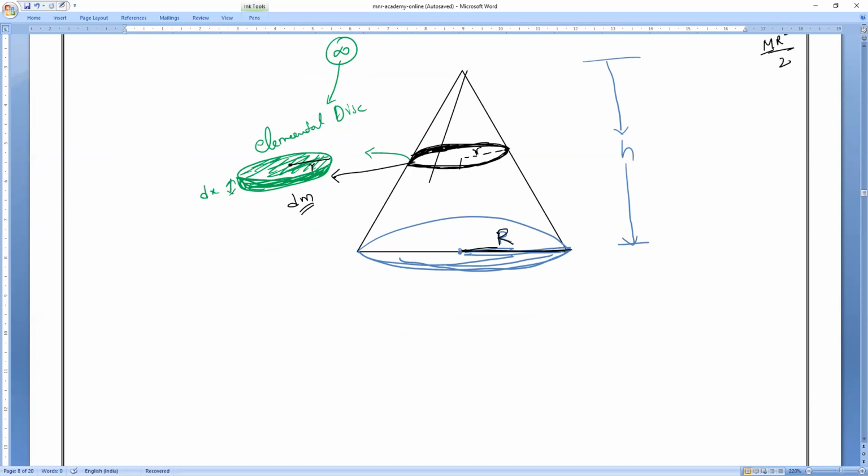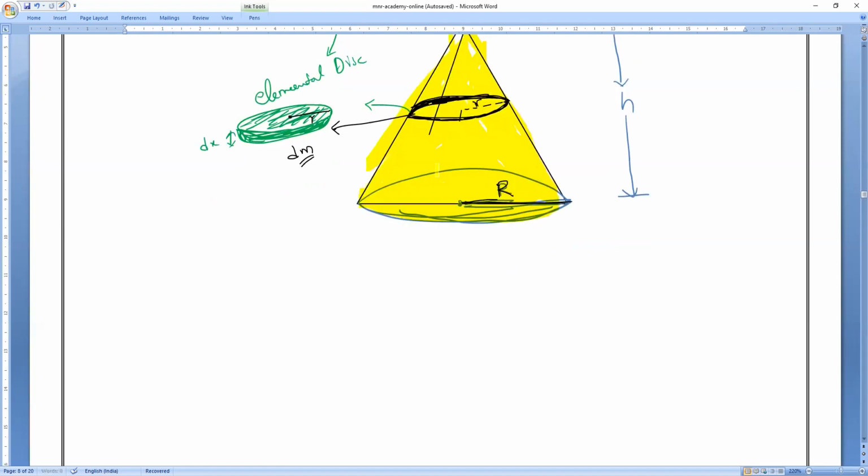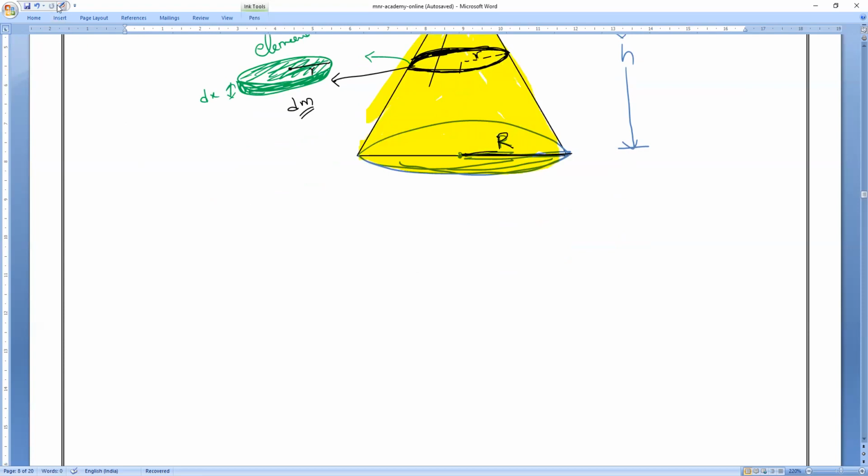So mass is distributed throughout the body. Is it three-dimensional or two-dimensional? Mass is fully distributed, so it's not only the surface. So it depends on mass per volume or mass per area? Mass per volume. Mass is distributed throughout, so it is mass per unit volume.